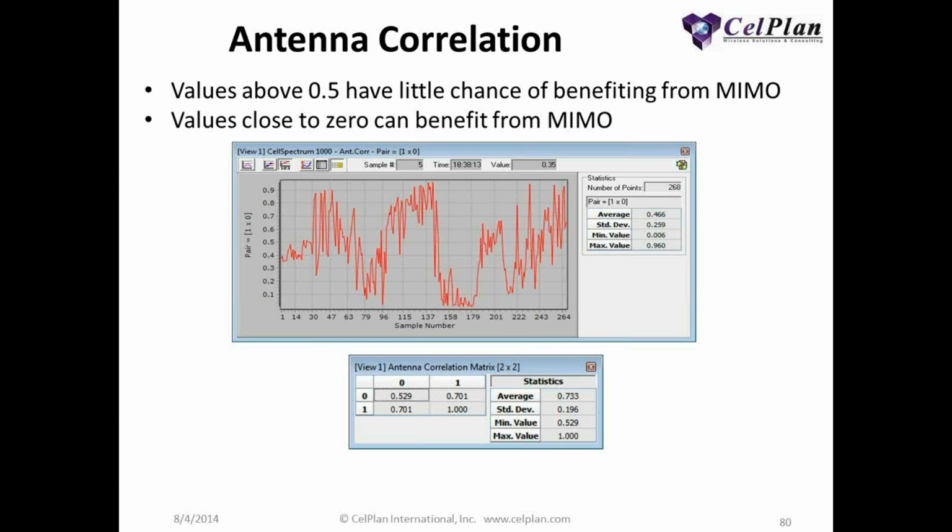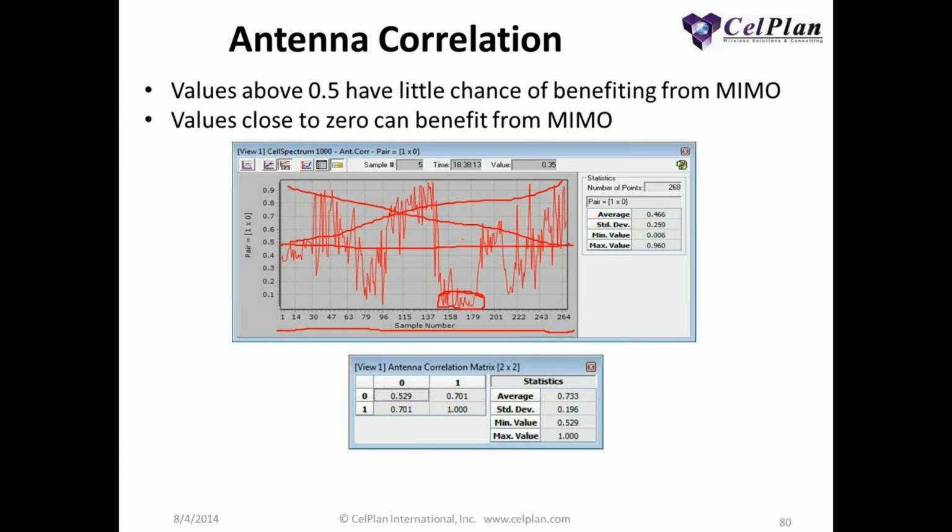So anything above 0.5, no MIMO. Anything below 0.5, you will have a MIMO possibility. So I would say that in this drive test, this is the area that has MIMO possibility. But this is expressed on sample number. So unfortunately, this area is an area where there was a traffic light, and we had many sample numbers.